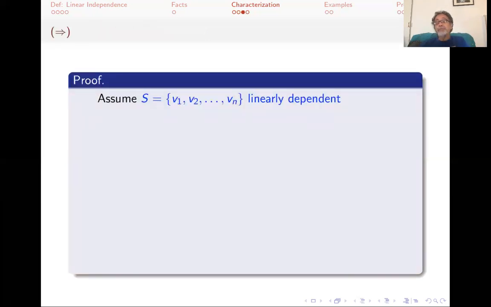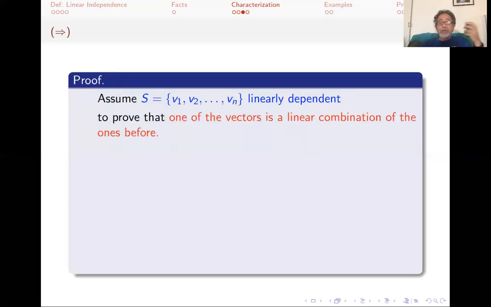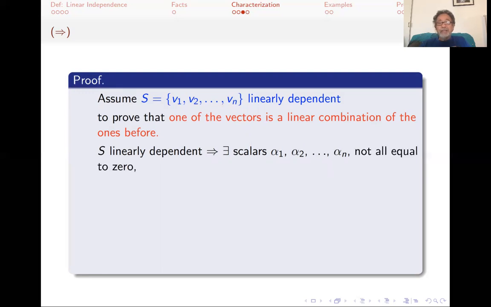I'm going to now prove one direction, the direction where we are assuming that the set is linearly dependent, and we want to prove one of the vectors in this order is a linear combination of the ones before. What does linear dependence mean? Because S is linearly dependent, that means that we've got some scalars alpha 1 through alpha n, and not all of them are 0, and the linear combination alpha 1 v1 plus alpha 2 v2 all the way to alpha n vn is the 0 vector.